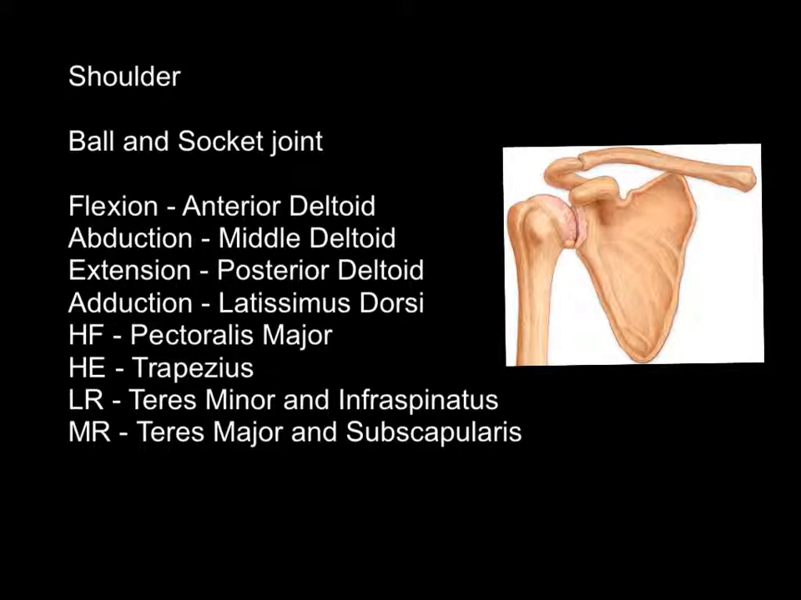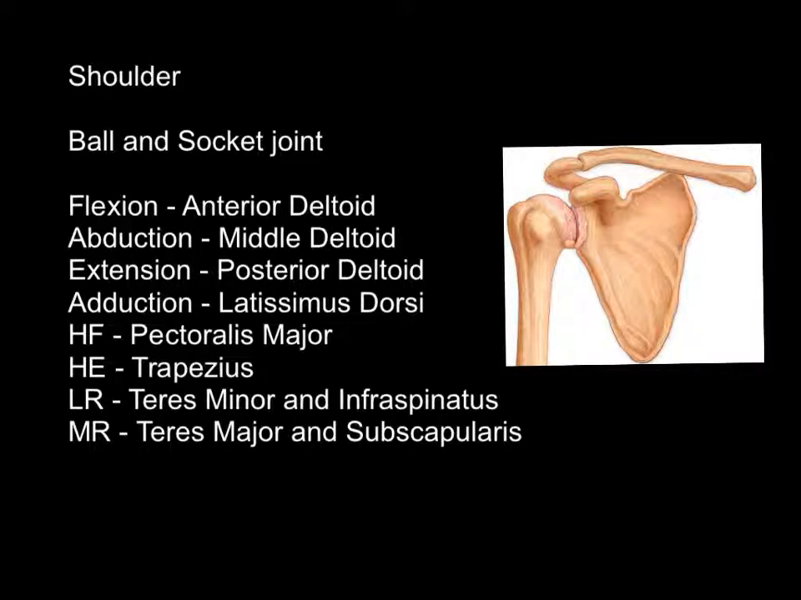Firstly, the shoulder is a ball and socket joint, just like the hip, which is also a ball and socket joint, where the end of the humerus, which is the long bone, attaches into a cavity, which essentially is a ball and socket. So that's the type of synovial joint that it is.